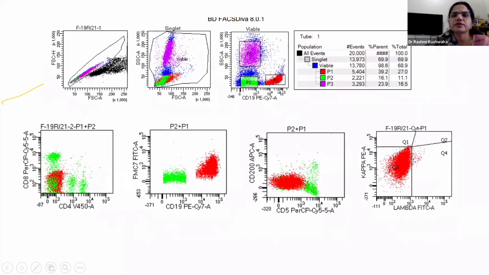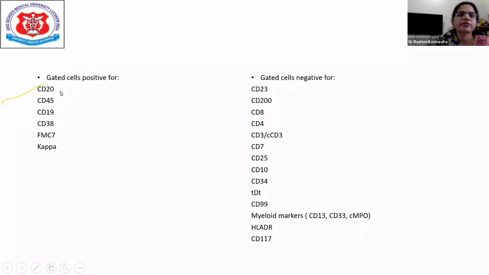If we further put one tube with CD19 as a gating marker, there is absence of the T cell markers. There is heterogeneous expression of FMC7. CD200 is absent, CD5 is absent, and these cells were brightly expressing kappa. So definitely this is a clonal population having expression of B cell markers and negative expression of CD200. So what is this? We have a bright CD20 positive, bright CD19 positive, CD45 bright positive, FMC7 and kappa positive population. And the other markers like CD200, CD23, and the T markers CD4, CD8, CD3, CD7 were absent.